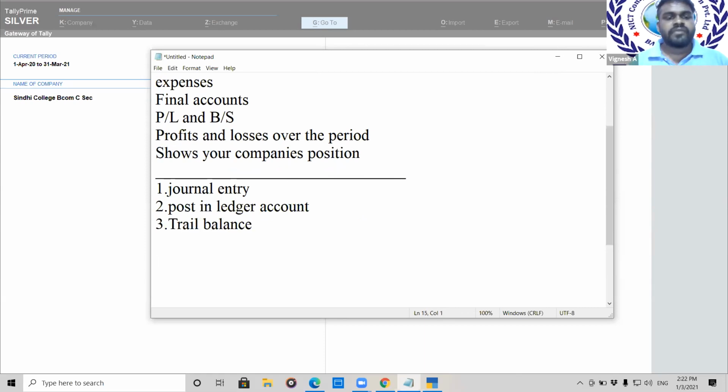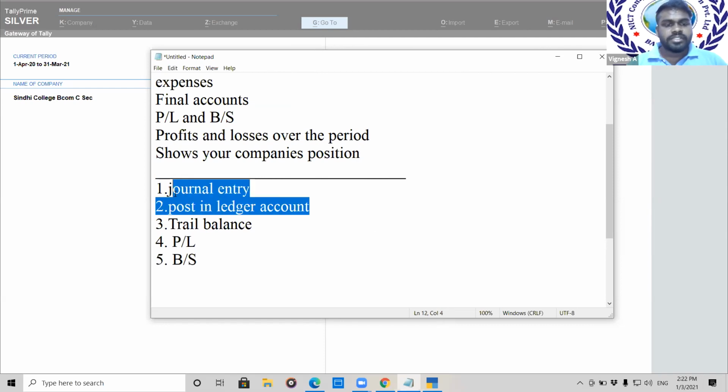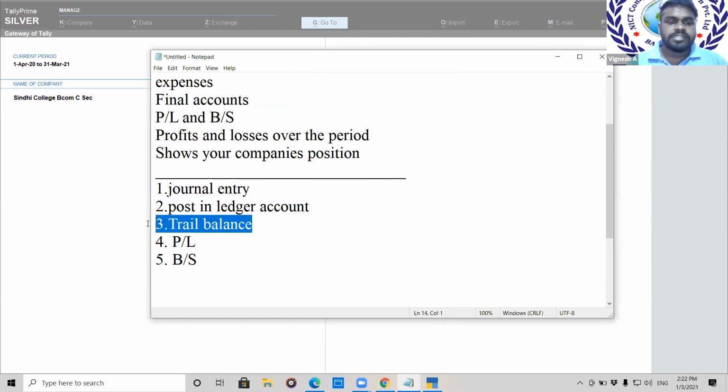And after preparing the trial balance, you go with the last two reports, that is your profit and loss, and your balance sheet is prepared. This is the flow of your accounts, what we do every time. We need to enter the journal entry, post them in the ledger accounts, prepare the trial balance or trading account, and the profit and loss account, and the balance sheet. This is all the process we need to do in accounts.